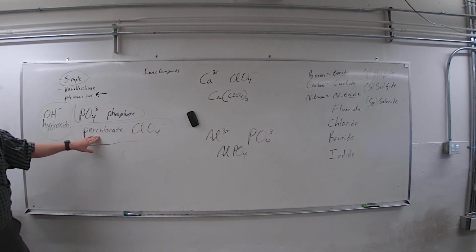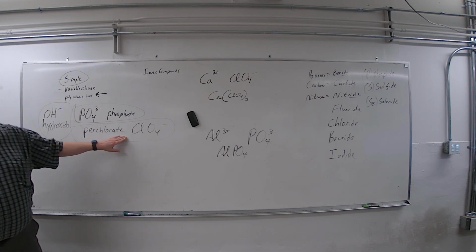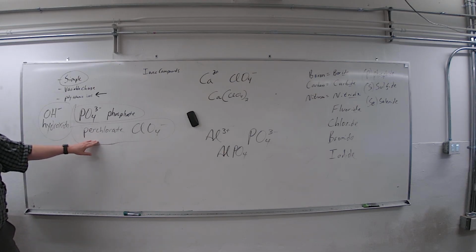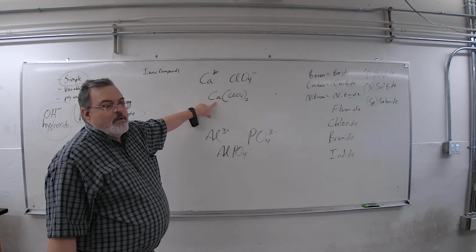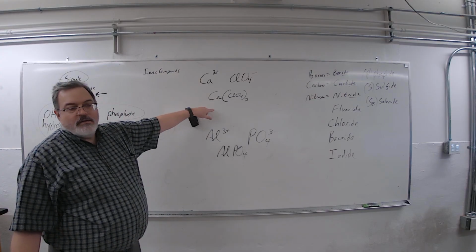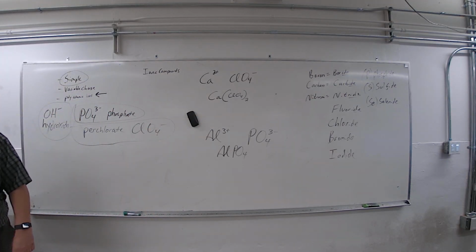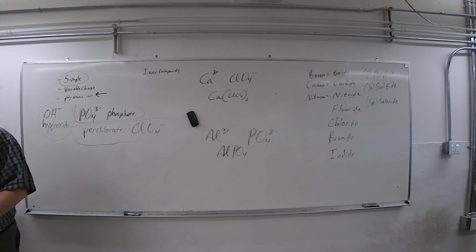And that one would be called, second half of the name is perchlorate. It's on the chart. What does that say on the periodic table? Calcium perchlorate. That's called calcium perchlorate. Okay.